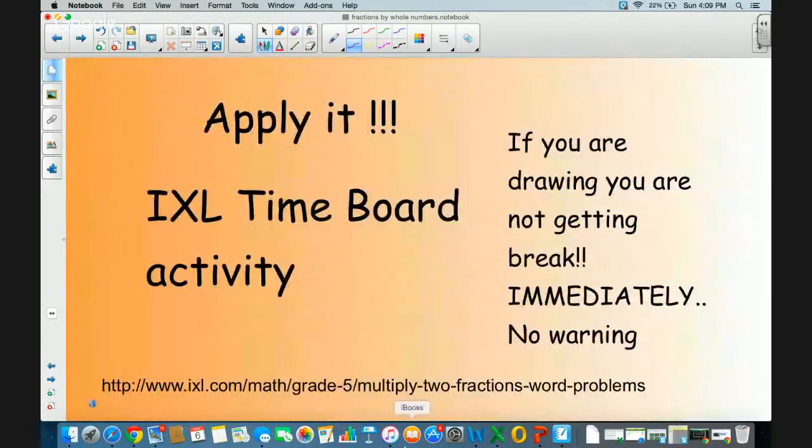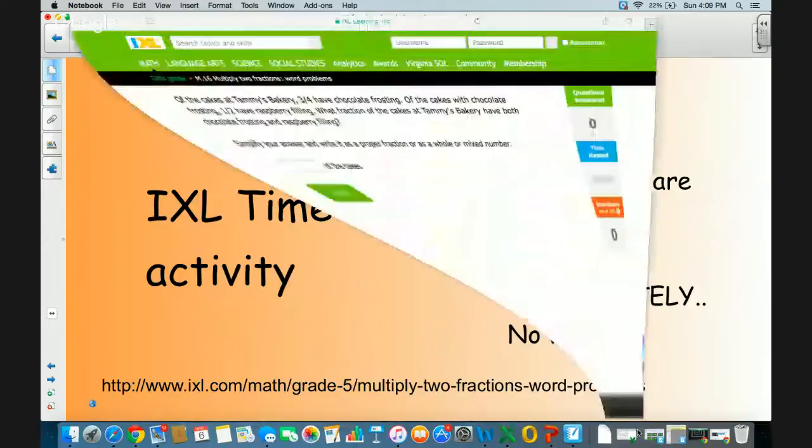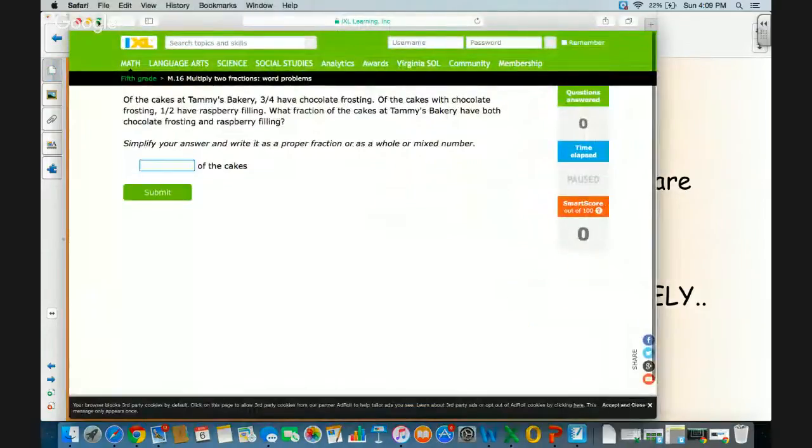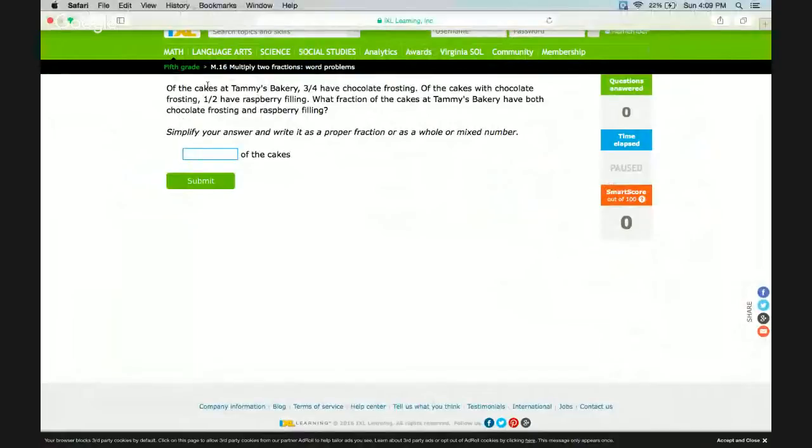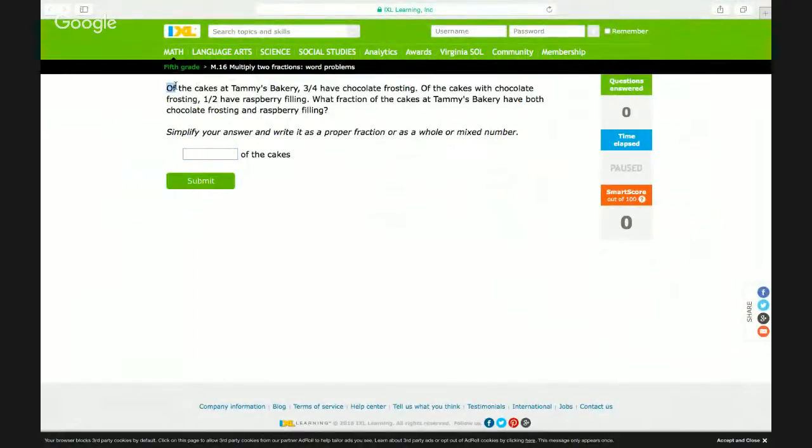All right, so multiply two fractions word problem. So check this out, guys. This is very, very, very, very important. Okay, everybody look at the computer. Everybody look at the smartboard. Let's read this problem. Okay, of is a key word that means multiplication. Everybody see highlighted of. Of the cakes at Tammy's Bakery, 3/4 have chocolate frosting.